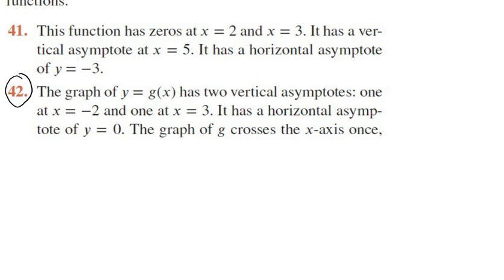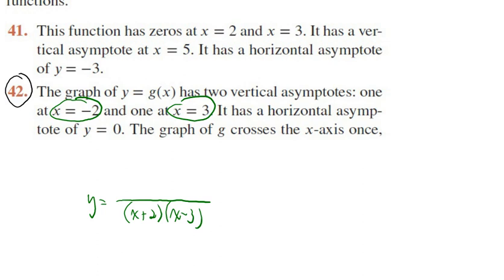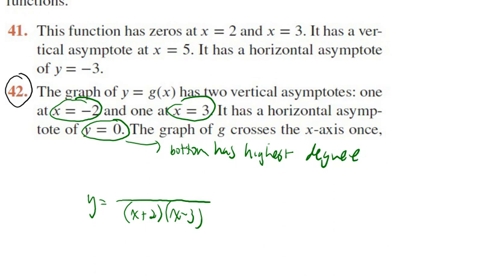All right. So two vertical asymptotes, x equals -2 and x equals +3. That means I've got to see x plus 2 and x minus 3 on the denominator. I've got a horizontal asymptote of y equals 0, so the bottom has the higher degree. As far as all that stuff goes, I could just put a 1 on top and I'd accomplish everything. But I wouldn't have this.